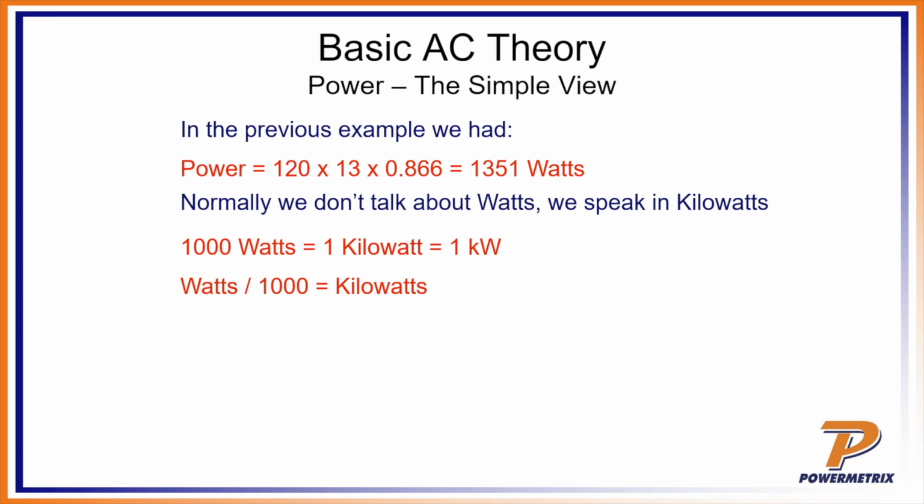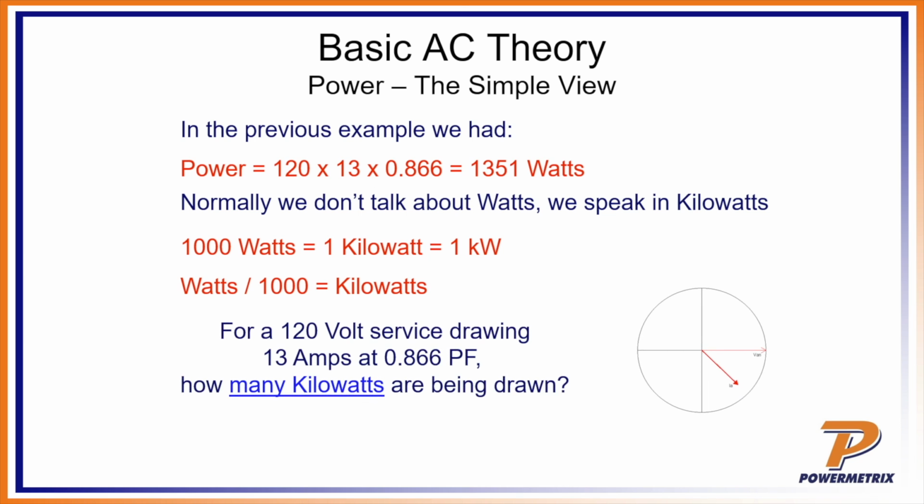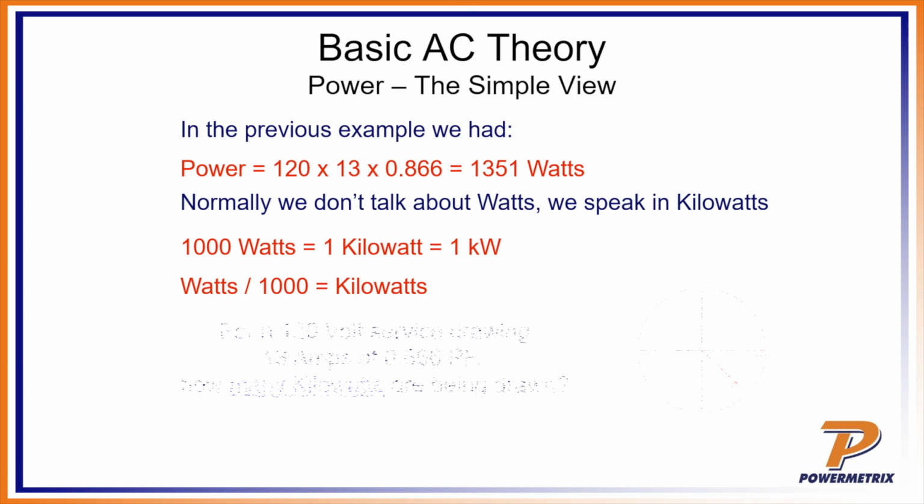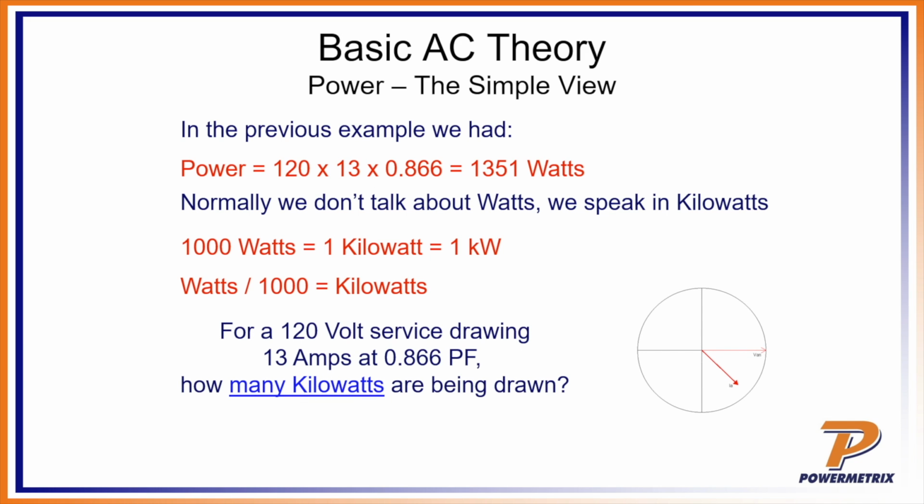So in the previous example, as it says right here, our power was the 120 times the 120 volts, 13 amps, 0.866. We end up with 1,351 watts. But remember, you've seen your bills at the house. It's kilowatt hours, right? So it's kilowatts. So we need to talk about kilowatts. Well, that's just the metric system of saying if I've got 1,351 watts, if I divide by 1,000, that gives me kilowatts, okay?